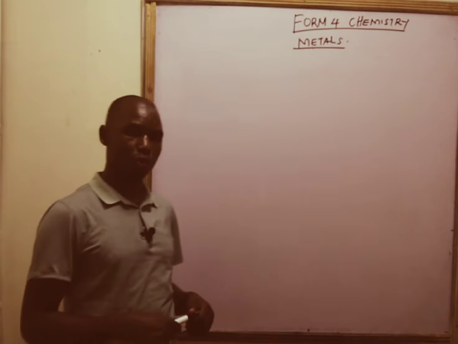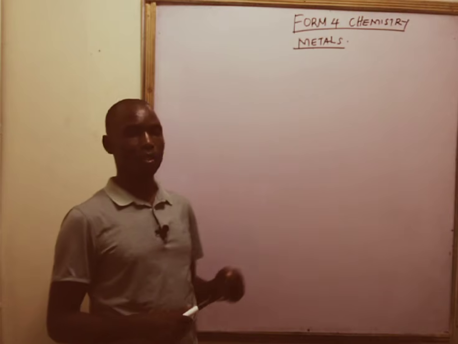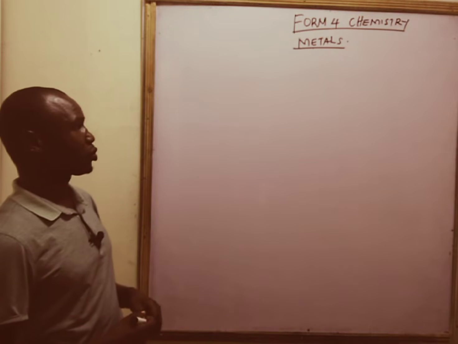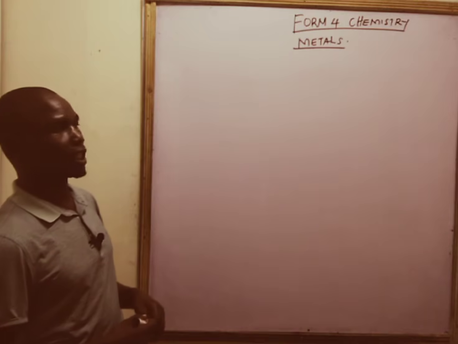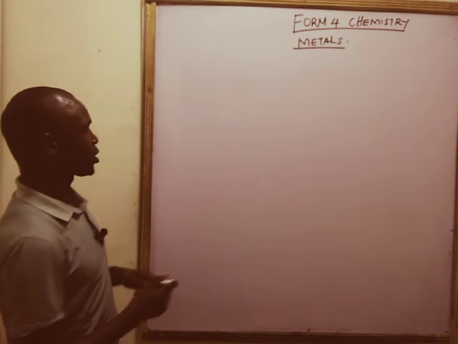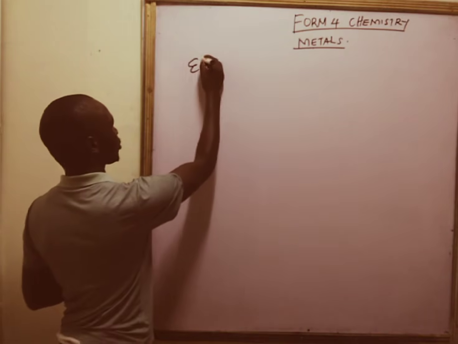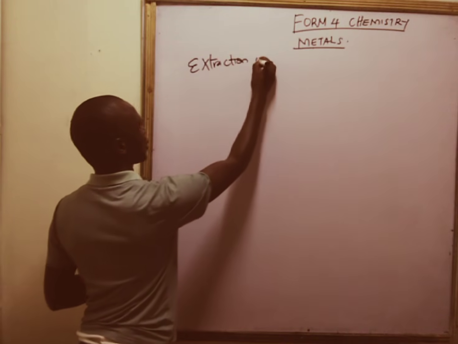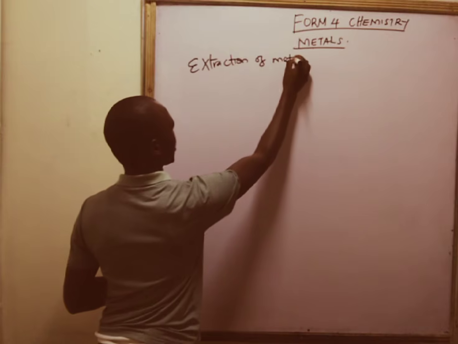In Form 2 under the periodic table, we talked about the elements, or the first 20 elements, which we classified into two, that is metals and non-metals. Today we are going to dwell specifically on the extraction of metals.